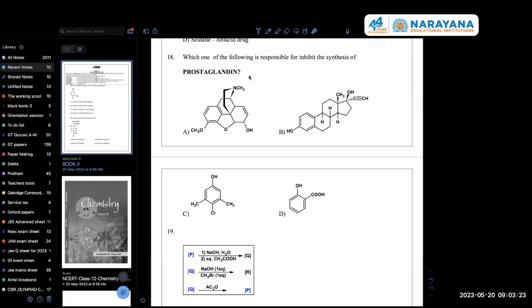Sir, it should be D option, but we should also have that COCH3. But D is simple salicylic acid. I think you are thinking about aspirin, but this is not aspirin. Just try to get the sense of the question, not exactly the language. Any painkiller can inhibit the synthesis of prostaglandin. In NCERT, they have given aspirin. So any painkiller you simply check. Aspirin is one of the painkillers, but any painkiller can inhibit the synthesis of prostaglandin.